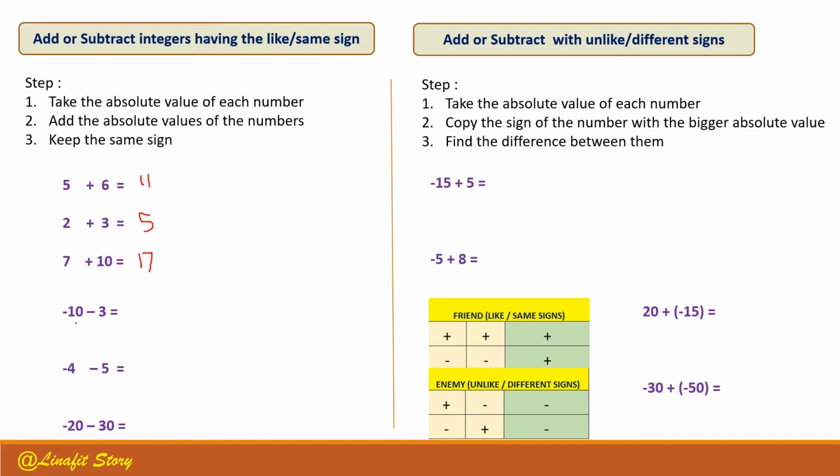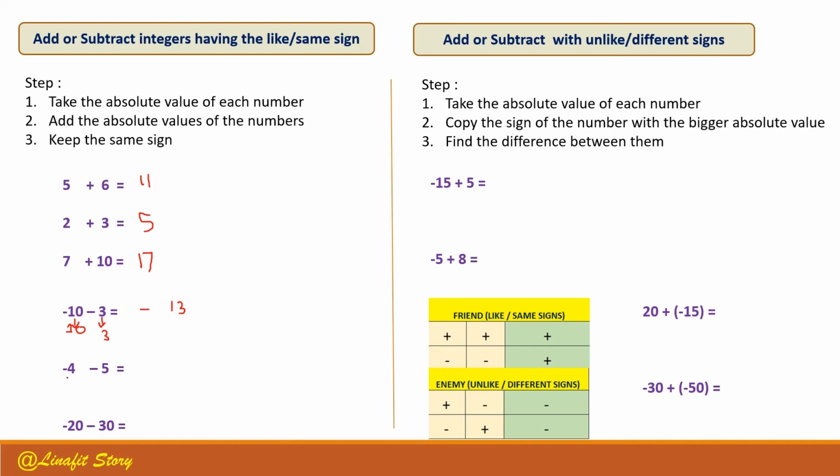Negative 10 minus 3. Take the absolute value of each number. The absolute value of negative 10 is 10, while the absolute value of negative 3 is 3. Then add the absolute values of the numbers. 10 plus 3 is 13. And don't forget, keep the same sign. So the answer is negative 13.